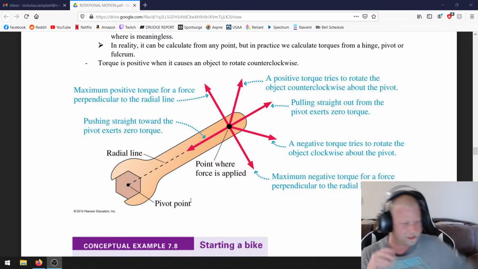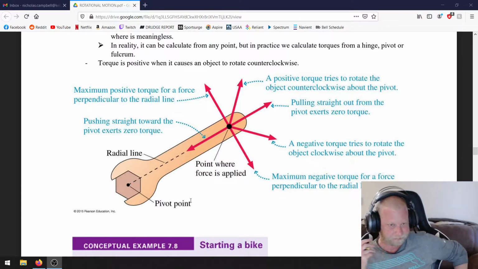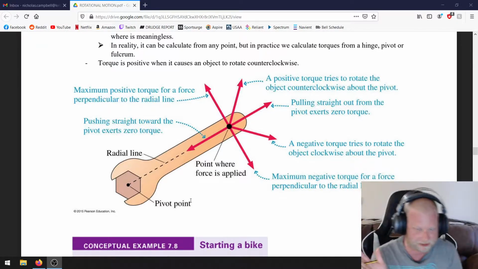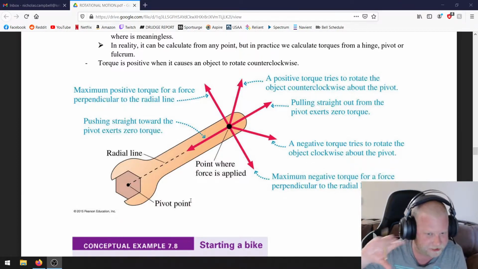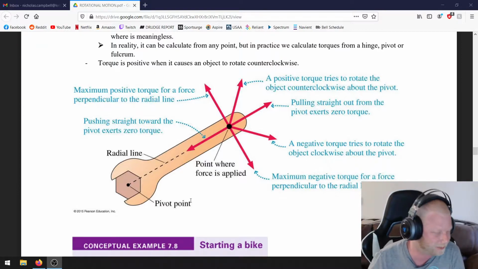Alright, so just like with kinematics, or rotational kinematics, when the torque causes the object to rotate counterclockwise, it's positive torque. If it causes it to rotate clockwise, it's negative torque. Right? So again, think back to the unit circle. If it's counterclockwise, positive; clockwise, negative.